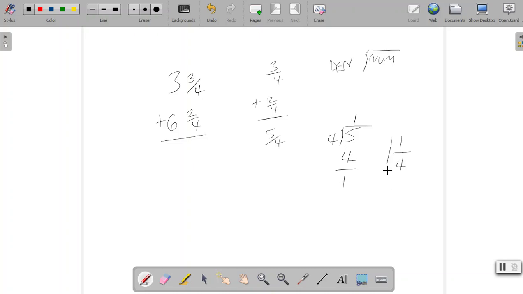1 1/4. What I do is I take this fraction part, that's what you end up with here. This whole number, the 1, carries. 1 plus 3 is 4, 4 plus 6 is 10. So if you gave me 9 5/4, that is technically correct in the sense that it's the right answer, but that's not what I want. I want it like that.